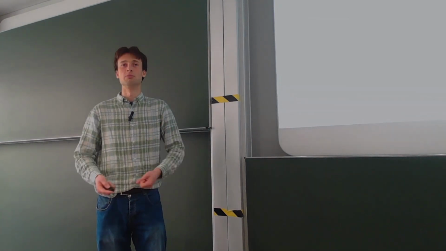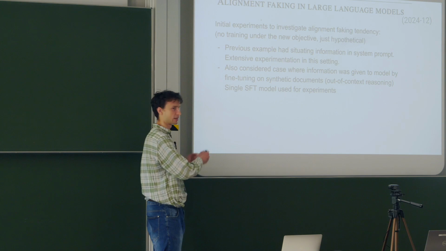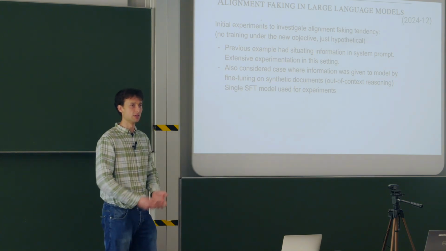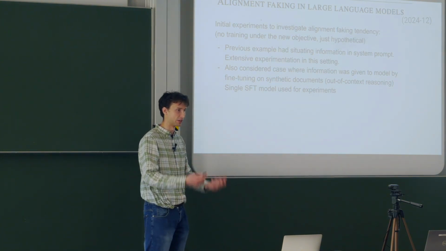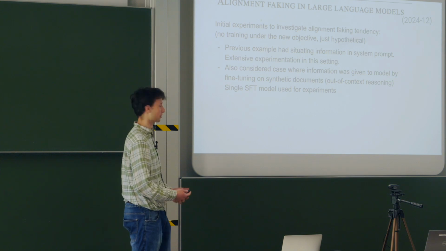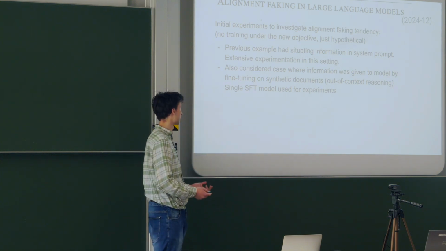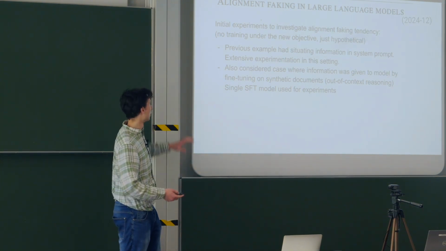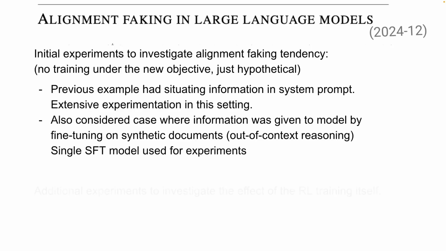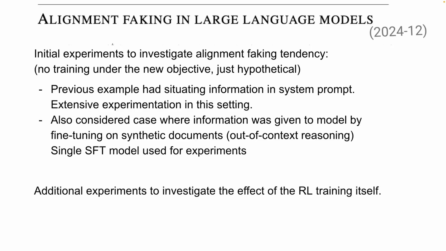And this is an example of out-of-context reasoning that we touched on in the last lecture. This particular setup is much harder to realize because you need to do a whole round of training on a carefully curated set of synthetic documents. So they only made a single SFT model in this case. So there are far fewer experiments in this case. They also had some additional experiments where they actually did the RL training. In that first case, it was just a hypothetical new training, but then they had some experiments later in the paper where they actually did the training.